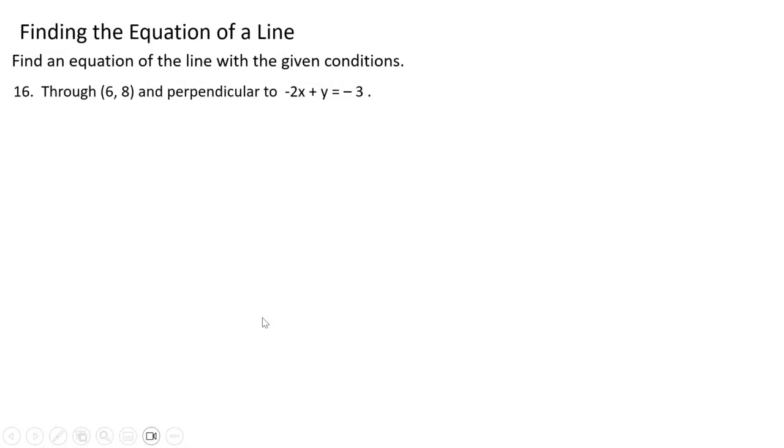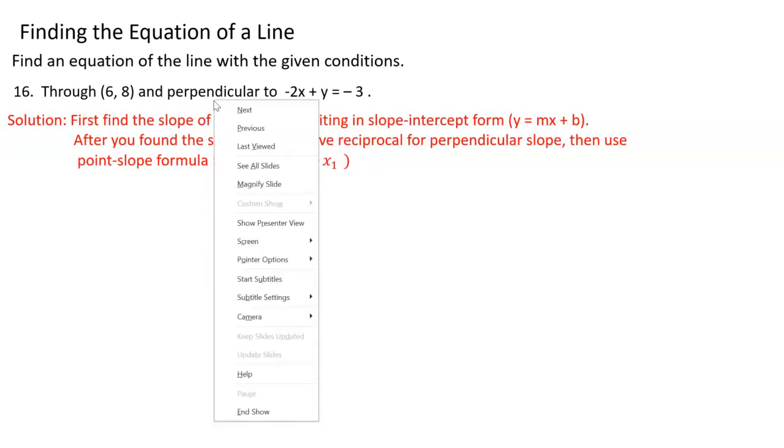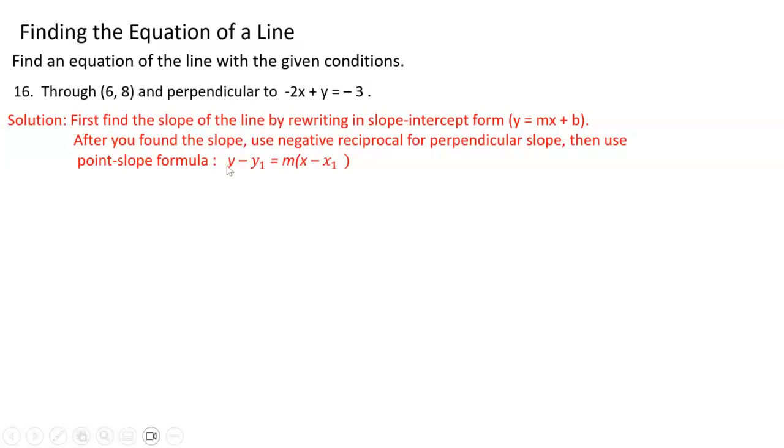Now on number 16, it's finding the equation of the line with the given conditions that passes through the point (6, 8), but now it's perpendicular to the equation negative 2x plus y equals negative 3. Now, a solution, right? First, we have to find the slope. So we have to rewrite this equation in proper form, which is y equals mx plus b. Then perpendicular lines have the opposite reciprocal, or the negative reciprocal. Let me show you what that means right now, okay?